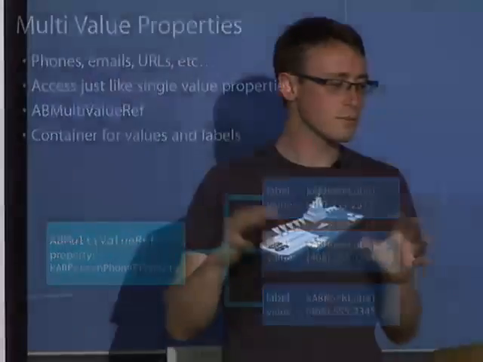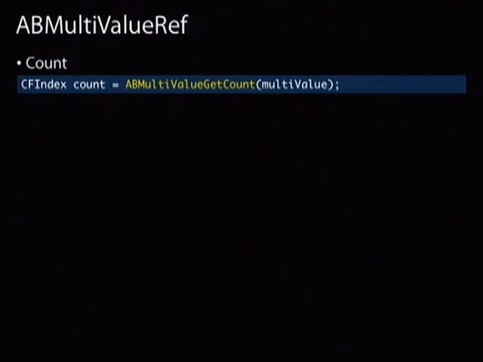So that's the multi-value. Let's take a look at the different functions that are available on the multi-value. I mentioned it's a property, so it's a container, so you need a count. And this is what it looks like. ABMultiValueGetCount gets you a CFIndex. It's just a CF type defined for essentially what is an integer.